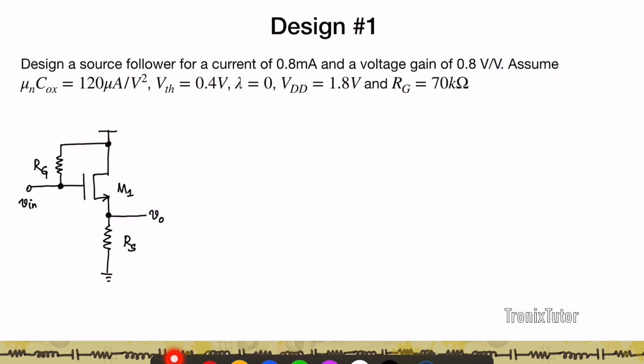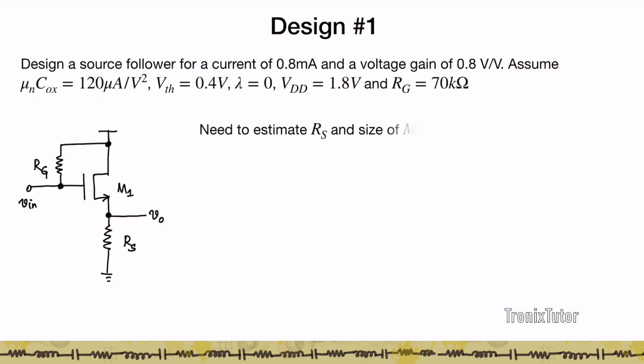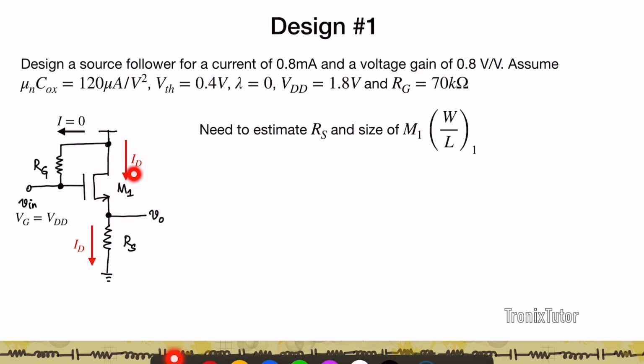In a problem like this, first you need to ascertain what it is that you're asked to calculate. In this case, you're asked to design a source follower, which means that you need to find the size of this transistor M1. You'll also have to find the value of RS. Now, let's start doing that. We need to estimate the value of RS here, and we need to find the size of M1. Now we know that the bias current ID is going to flow through M1.